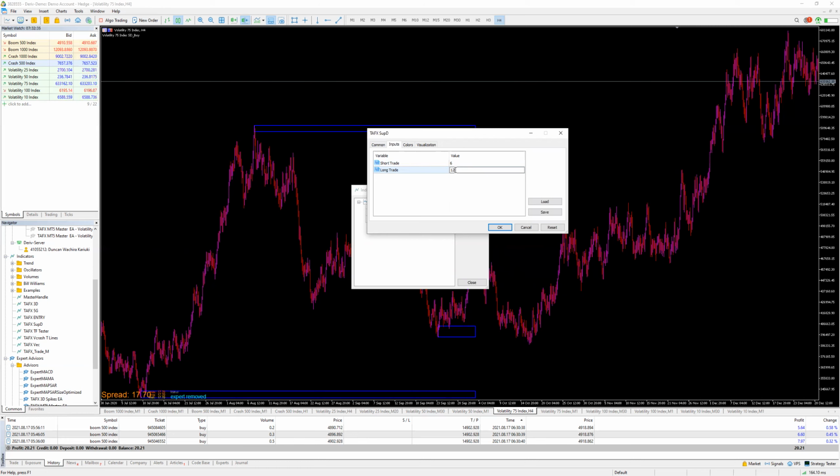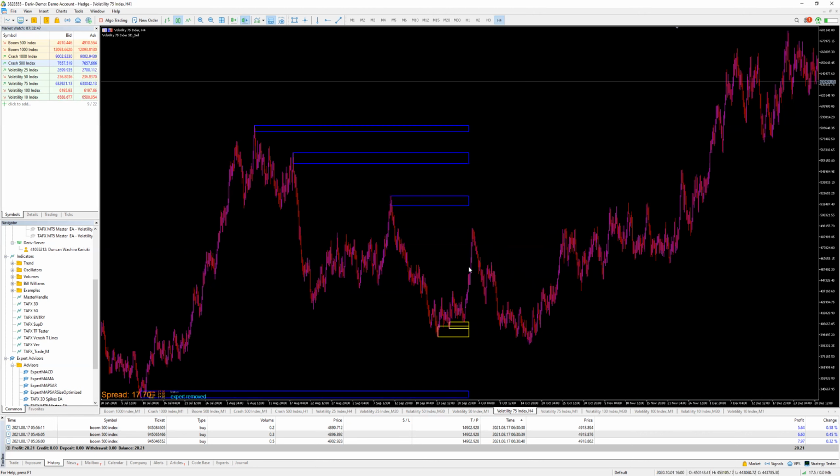So this is the short trade and the long trade, so that the supply and demand indicator can identify the strong zone for long trade and for short trade. Let's click OK and see those areas, guys. Now you can see we get one of those small areas that maybe someone wants to scalp in a small time frame.